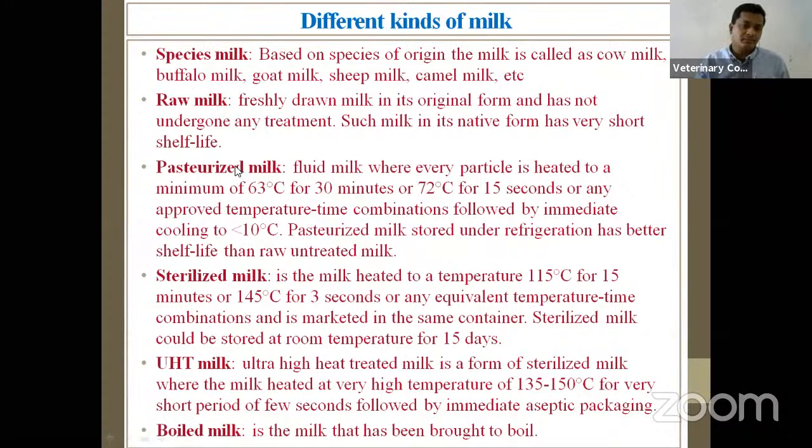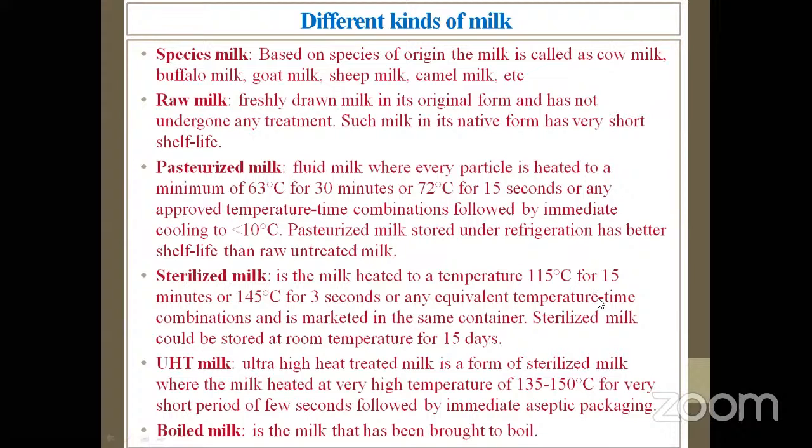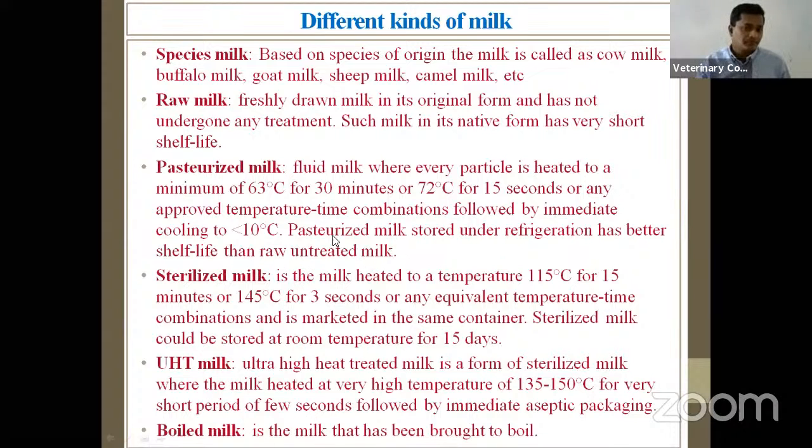Pasteurized milk is a milk which is subjected to a time temperature combination specified by the law. In India, 63 degrees centigrade for 30 minutes or 72 degrees centigrade for 15 seconds. That's what we follow. And the immediate requirement of the pasteurization is the cooling of the milk to less than 10 degrees centigrade, or refrigeration temperature.